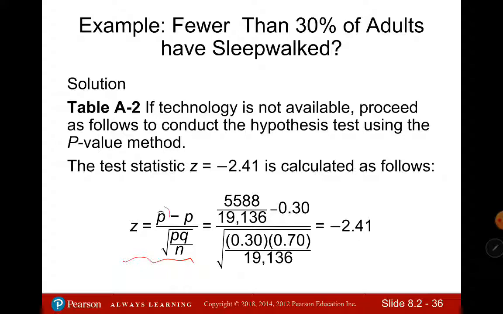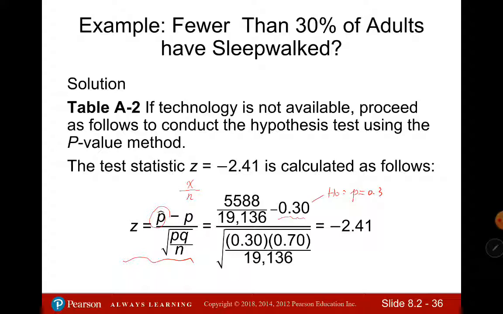Again, p hat is the sample proportion here. We use x divided by n to get the sample proportion. It's from your sample. And how can we get 0.3? It's from your null hypothesis. The assumption said p is equal to 0.3.